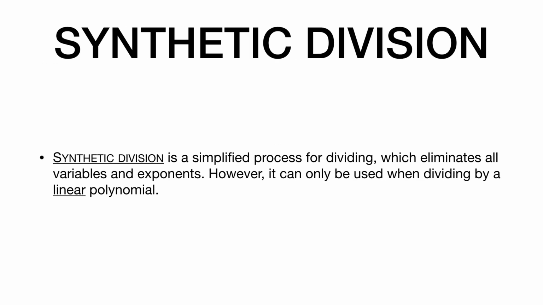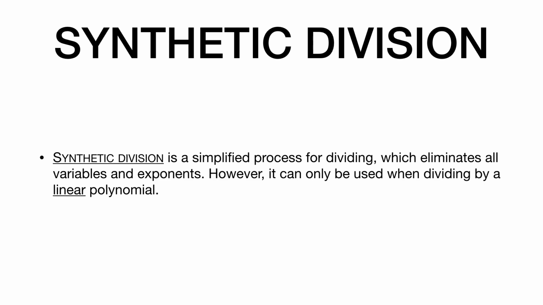But let's talk about synthetic division for a second. Synthetic division is a simplified process for dividing, which eliminates all variables and exponents. However, and this is important, it can only be used when dividing by a linear polynomial. So what this basically means is synthetic division makes everything look cleaner because we eliminate a lot of the x's and x squareds and x to the 4th. We don't have those when we're actually doing the math. We just put them back in at the end.